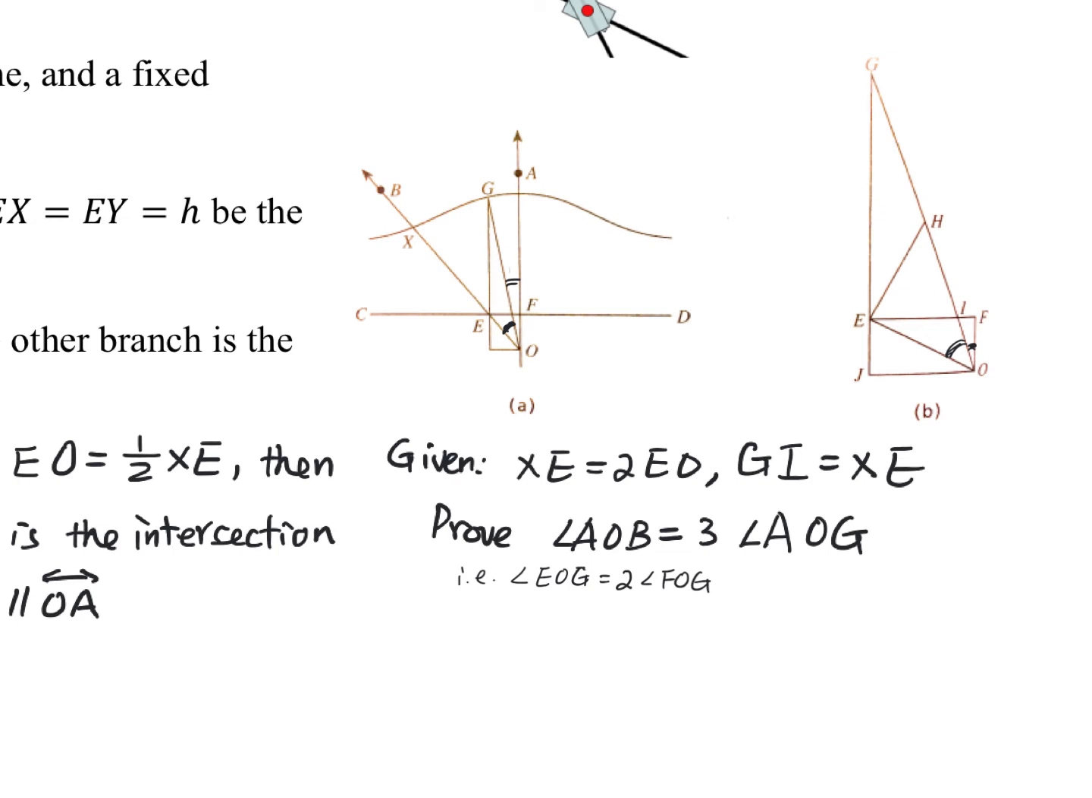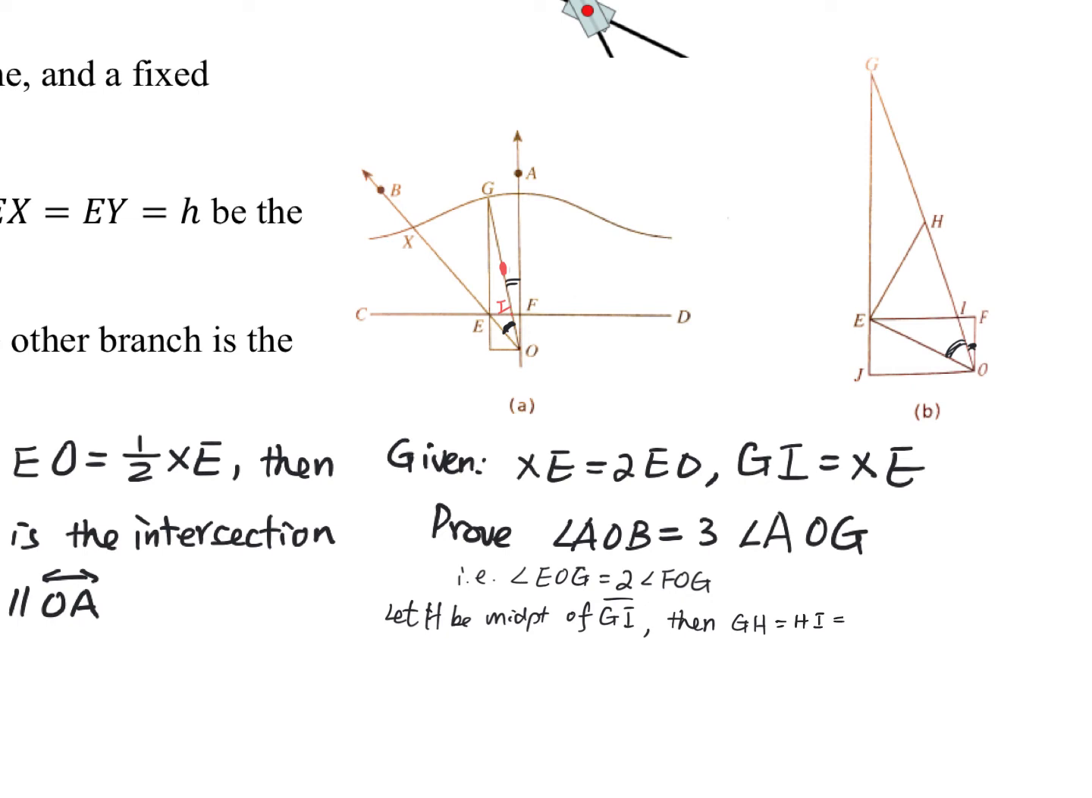So first of all, let H be a point which is the midpoint of this GI. So right there, this is the H, which is the midpoint of segment GI. Because it's the midpoint, we can certainly conclude that GH equals HI, right?